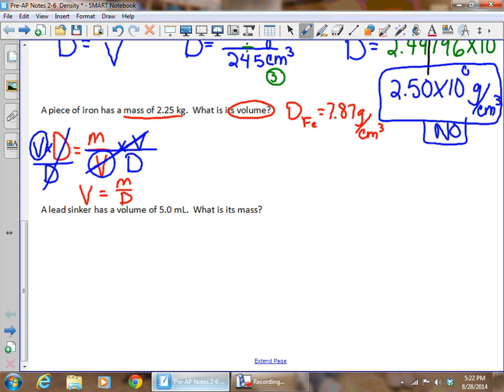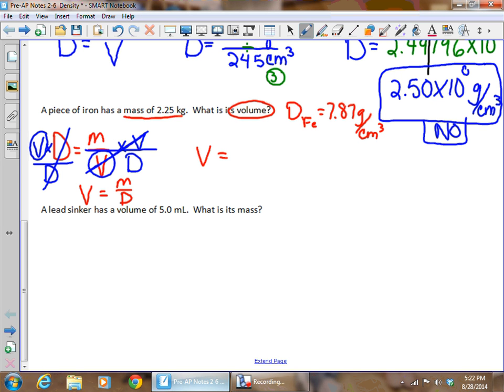You don't have to show all the blue work up there. I guess I could have written that in green, but you do need to not only show it in the original form, but also show it in the form solved for the variable that you're looking for. So V equals M over D. So the substitution part then, V is equal to the mass. The mass is 2.25 kilograms.